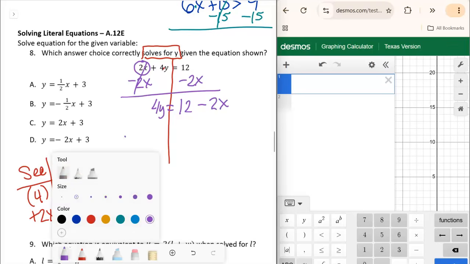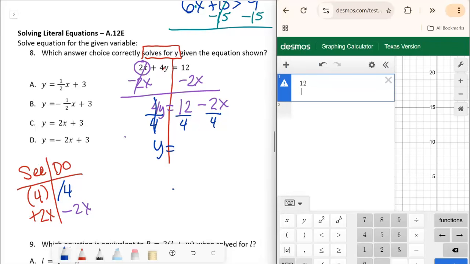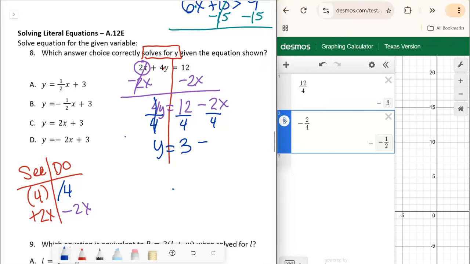Okay, the last step is to divide by 4. So I'm going to divide this by 4, this by 4, this by 4. Everything divided by 4. So y equals 12 divided by 4 equals 3. And negative 2 divided by 4. Hit the fraction button right here. It gives you a negative 1/2 x.